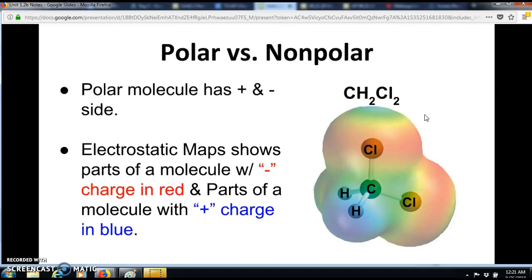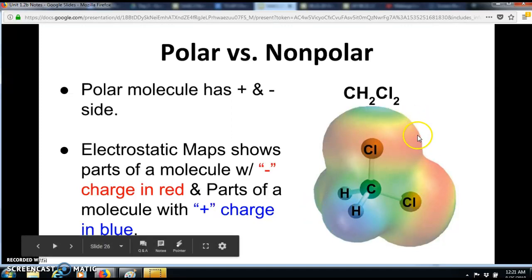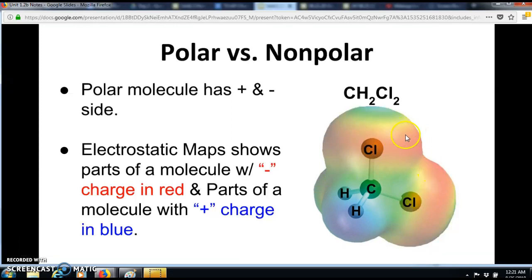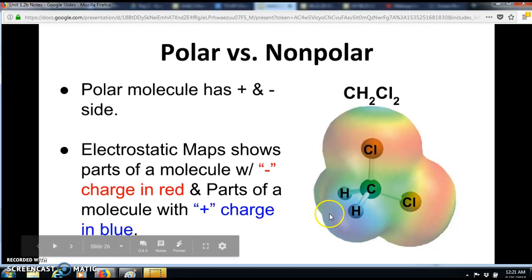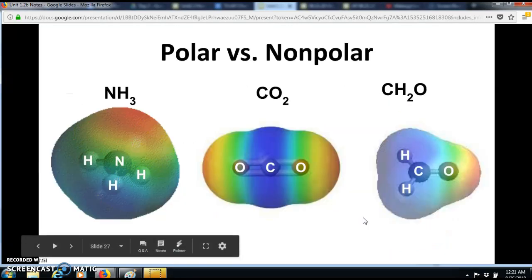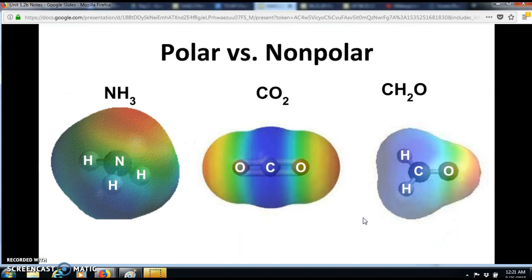that region is shown in red. So this portion here has higher electron density than the blue portion. And if it has higher electron density, that means that it's partially negative, and this side is partially positive. So this is a polar molecule because it has both a negative and positive side. Here are a couple more examples of polar versus nonpolar molecules.